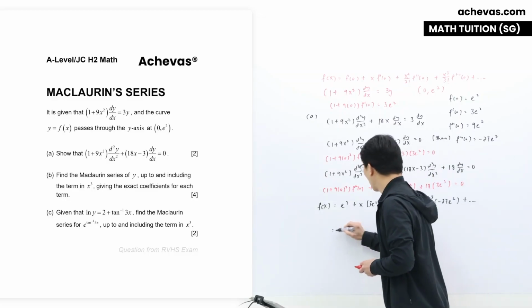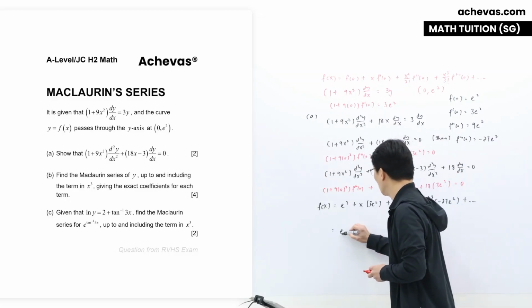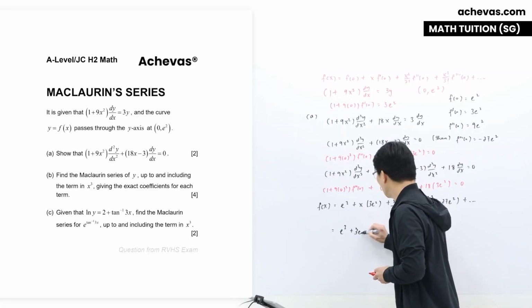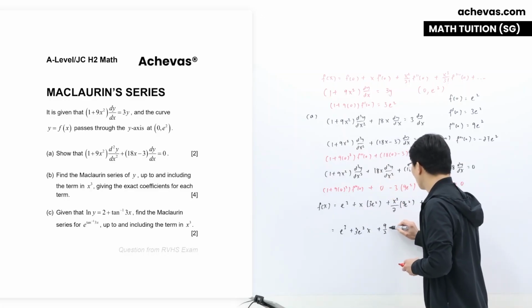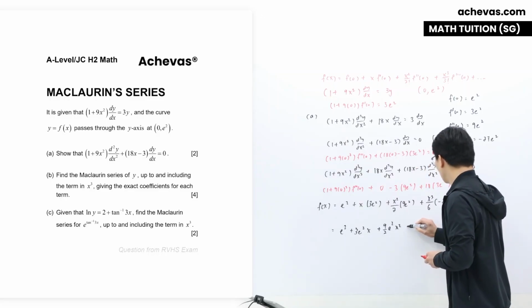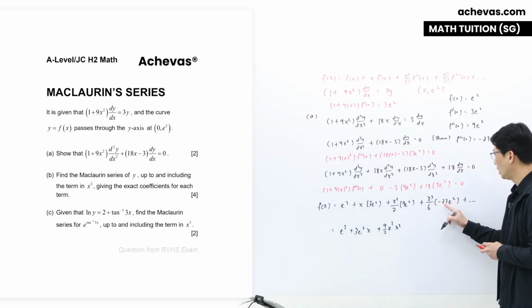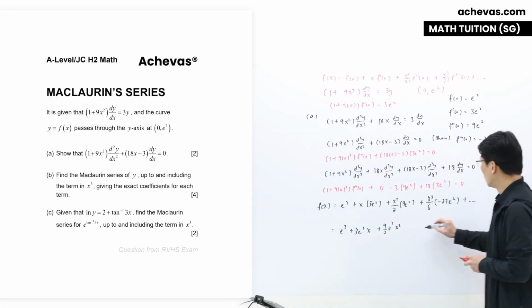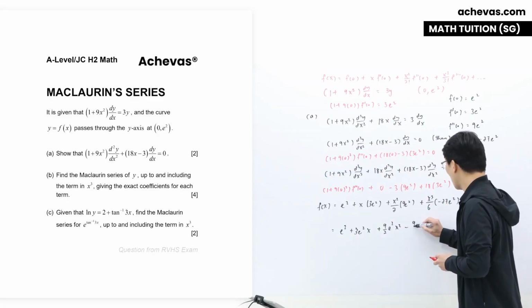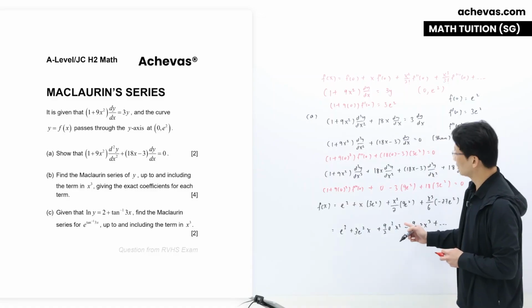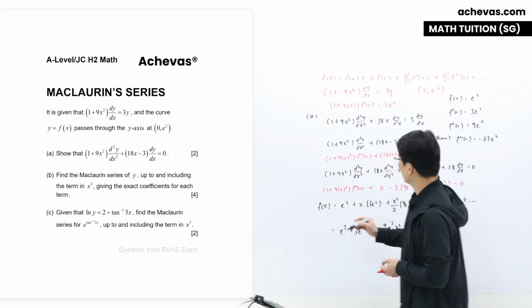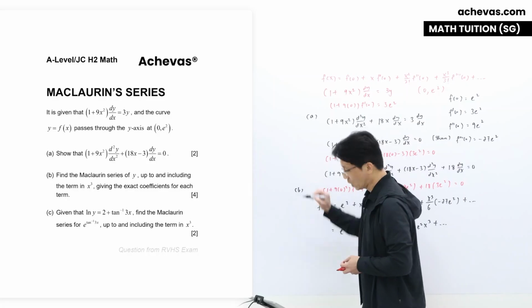All right, we can just simplify this expression. So we have e squared plus 3e squared x. Then this will be plus 9 over 2 e squared x squared. And this, I think I can simplify a bit by dividing 3 for the top and bottom. So I will have minus 9 over 2 e squared x cubed plus dot dot dot. Right, so this will be my Maclaurin series for my f(x). This is my part B of the question.